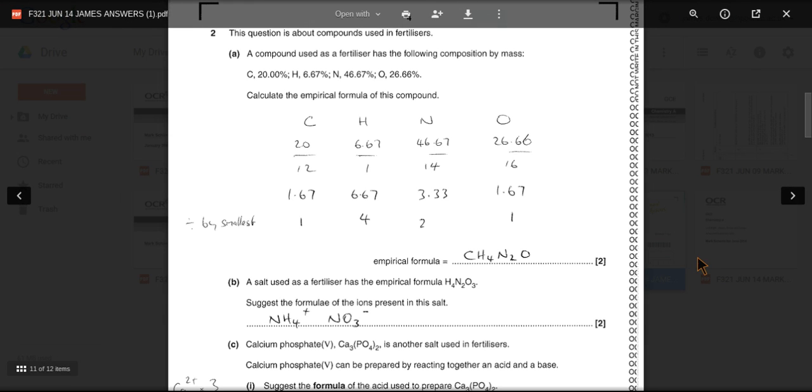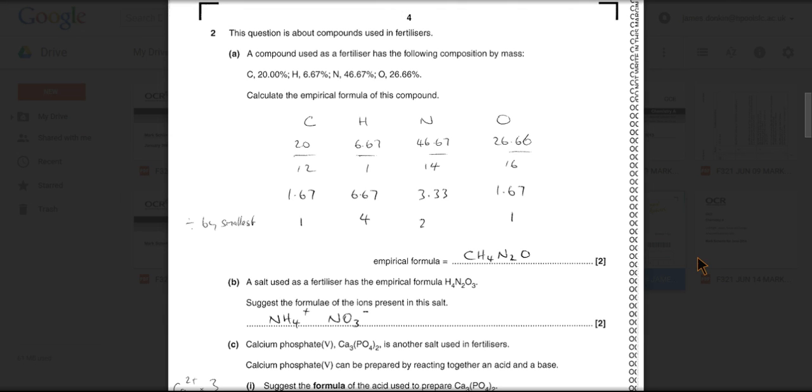So we've got a question about fertilizers here. We're given the percentage composition of the atoms in the fertilizer, and we have to calculate the empirical formula. And that's obviously the simplest whole number ratio of each type of atom in the compound.